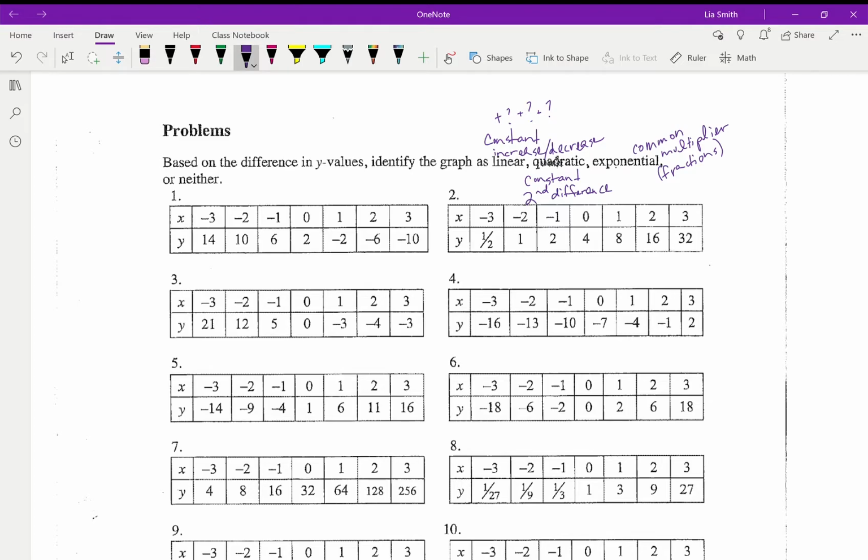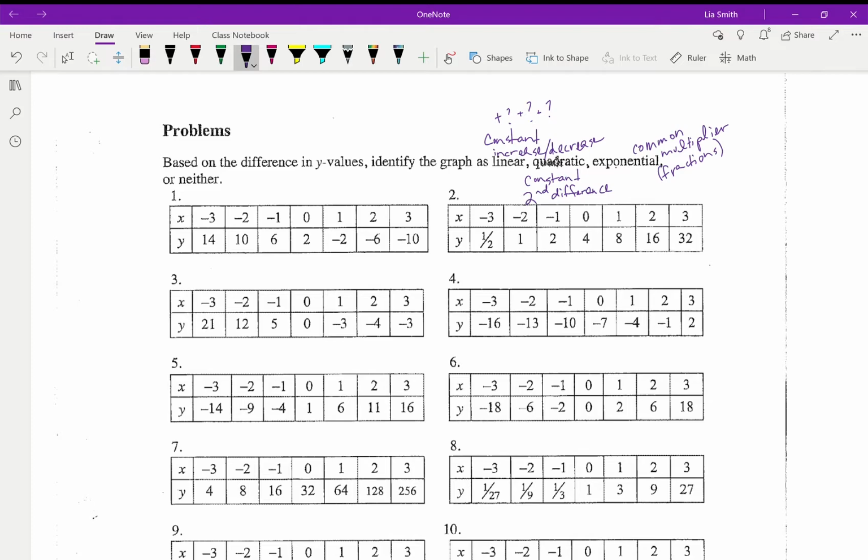Every once in a while, you'll get a table that really just has no pattern at all. It might not even be a function. So always remember that you do have an option for a neither, but use that extremely sparingly.